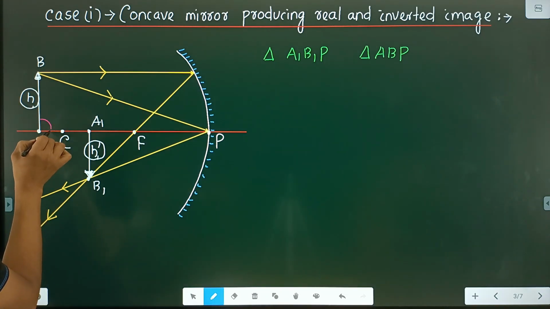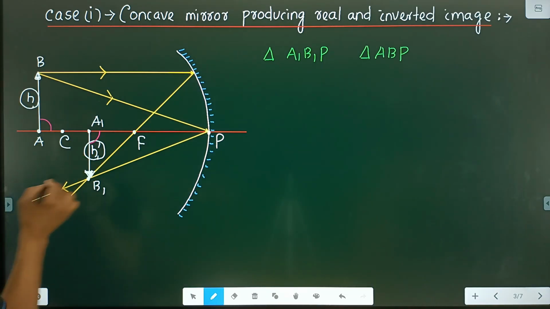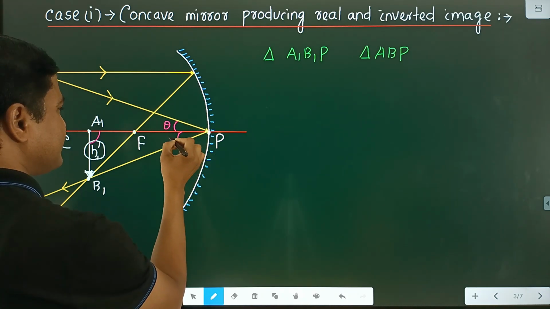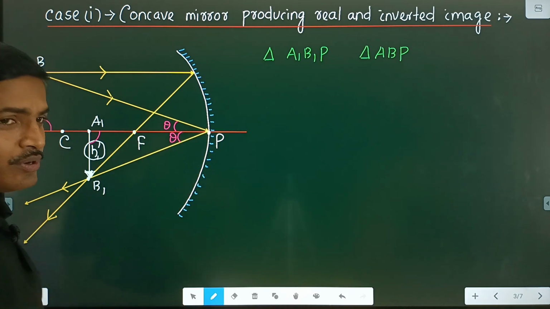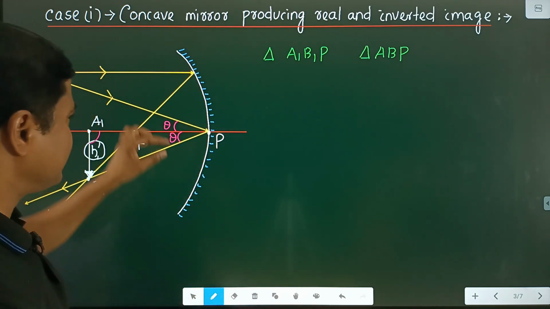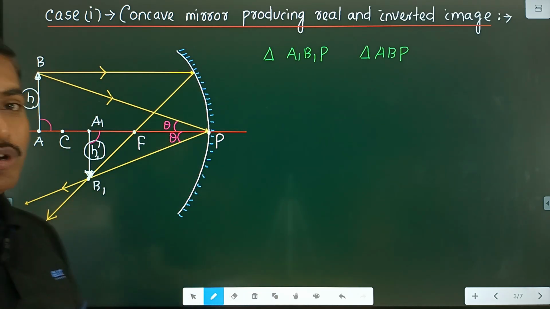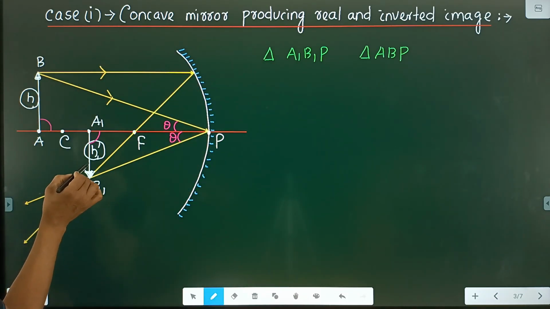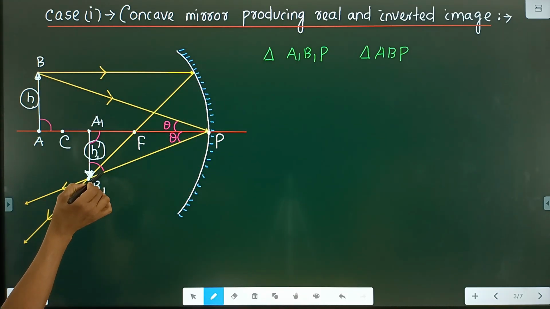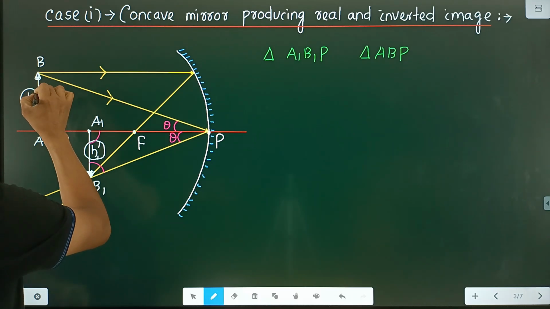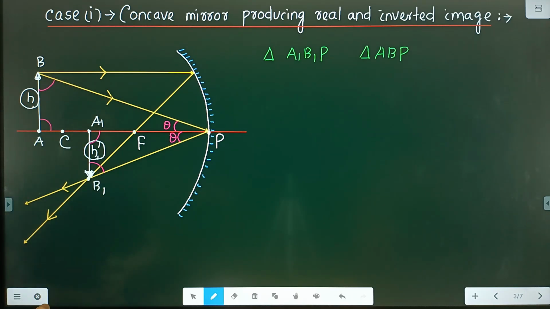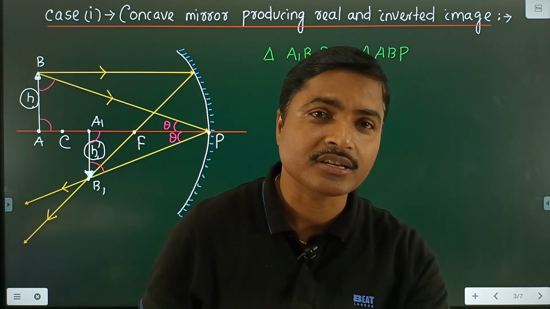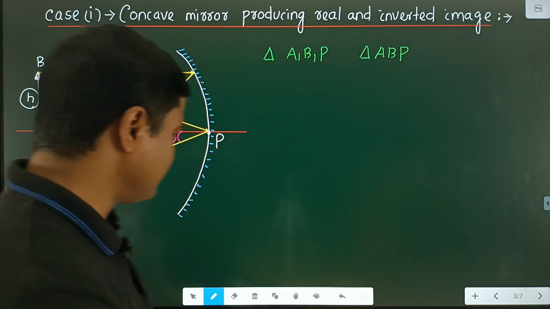This angle is 90 degrees, this angle is also 90 degrees. Similarly, this is the angle of incidence, suppose we write theta. This is also the angle of reflection, we write theta. That means the angle of incidence is equal to the angle of reflection, both are the same. That is the law of reflection. Similarly, the third angle of the first triangle must be the same as the third angle of the second triangle. So we write both the triangles are similar.